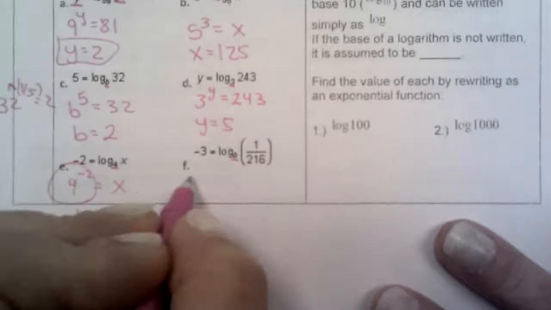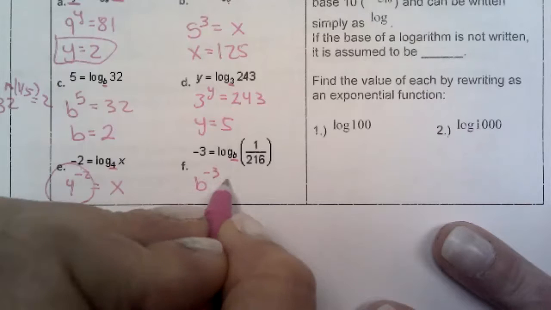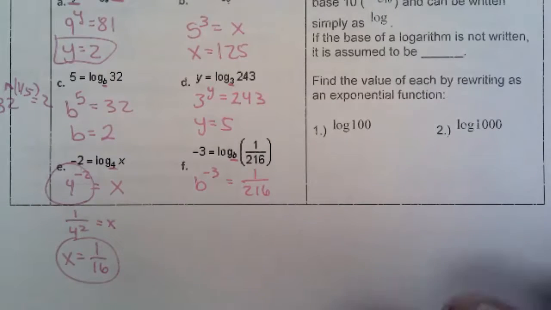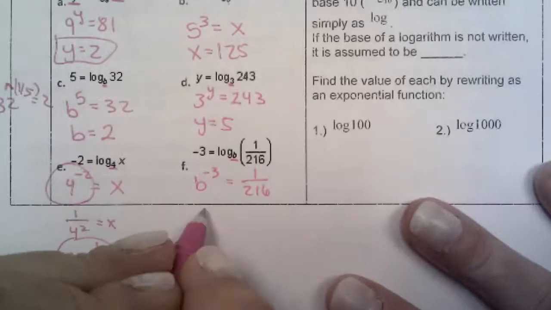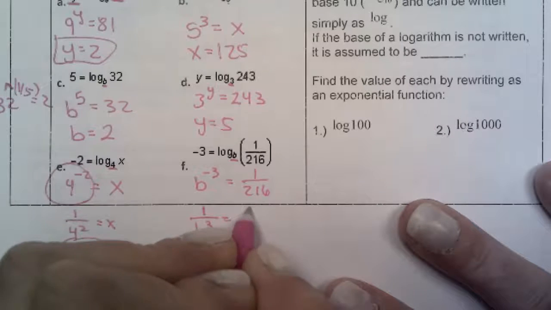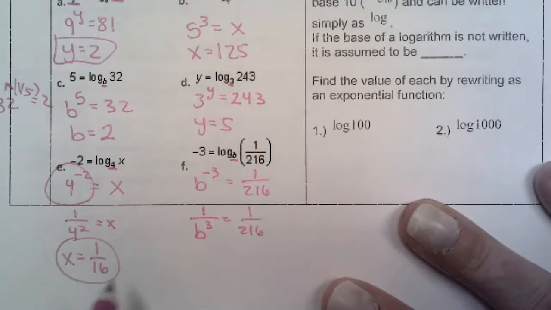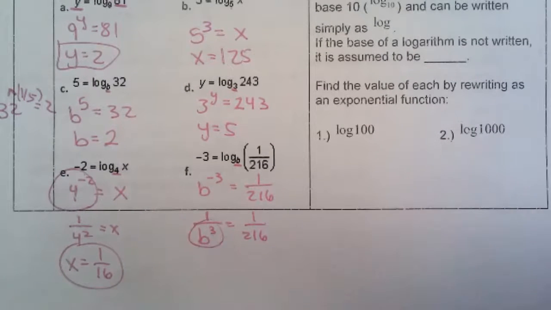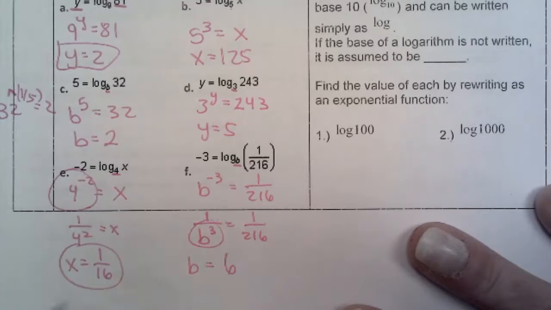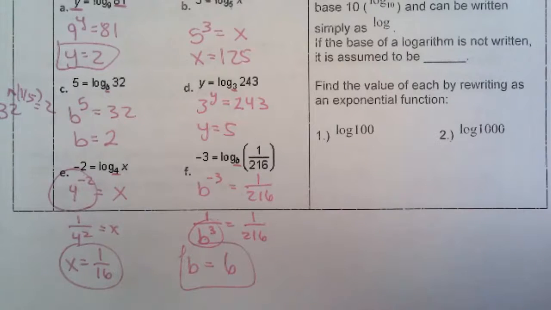Okay, this next one, b to the negative 3 equals 1 over 216. Same thing, I don't like negative exponents, so I'm going to change that to 1 over b to the third power equals 1 over 216. So now what to the third power gives me 216? That is 6. So we just want to know what b is. So b is 6.